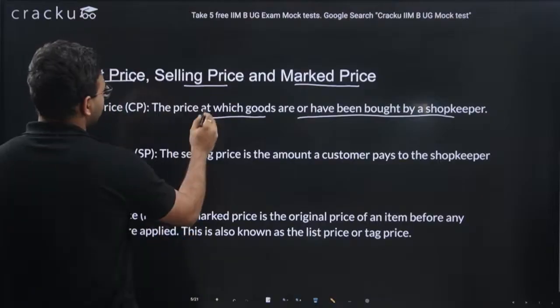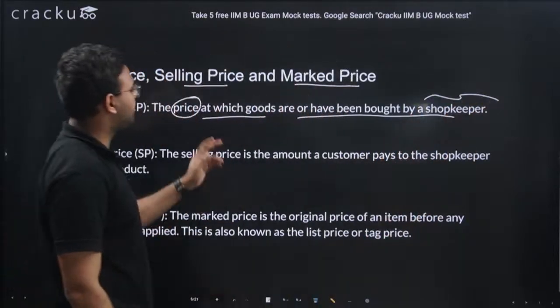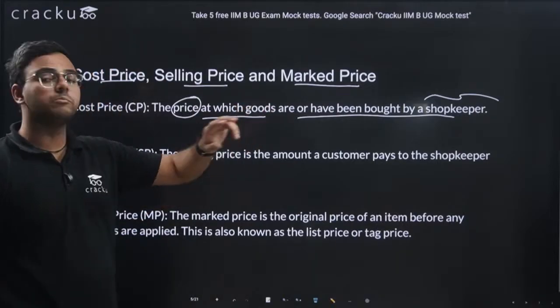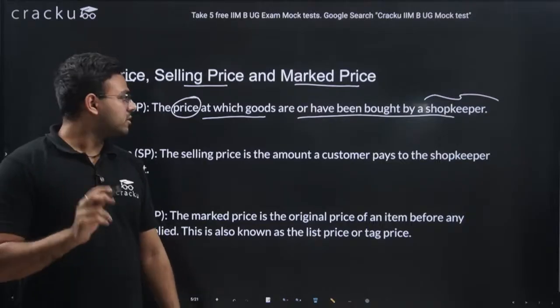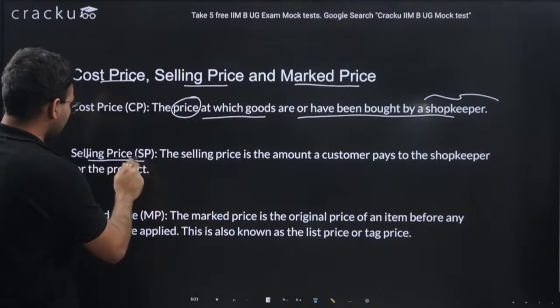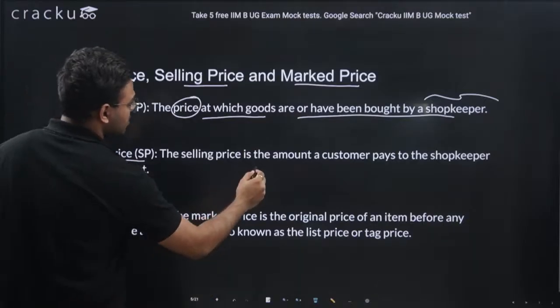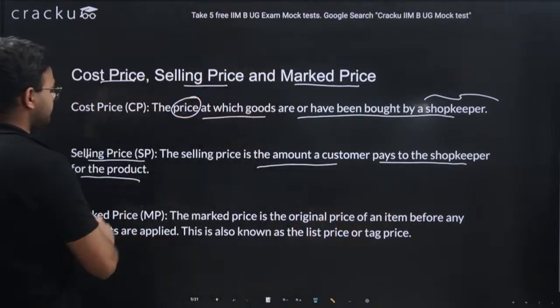So this is basically the price which is paid by the shopkeeper. The price at which goods are or have been bought by a shopkeeper. So this was about cost price. Now we have selling price. Selling price is basically the amount a customer pays to the shopkeeper for the product.